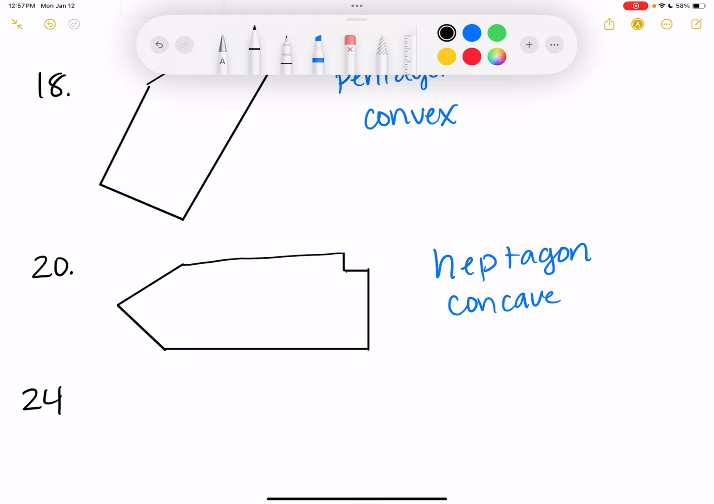State whether the polygon is best described as equilateral, equiangular, regular, or none of these.